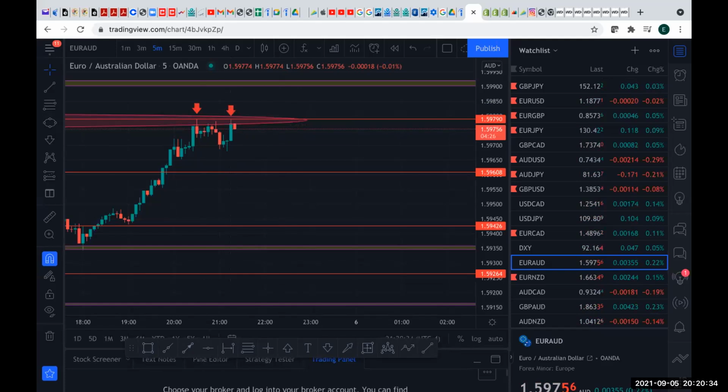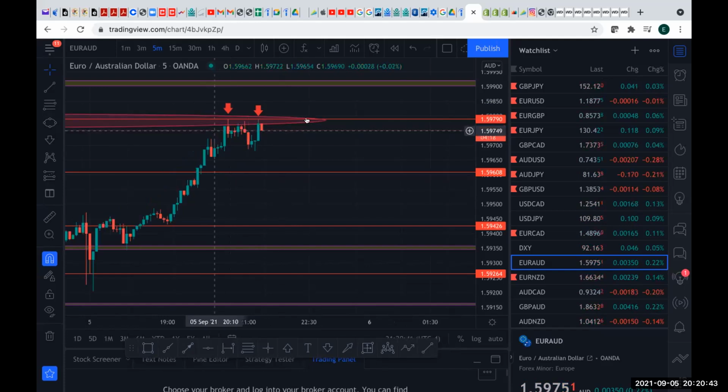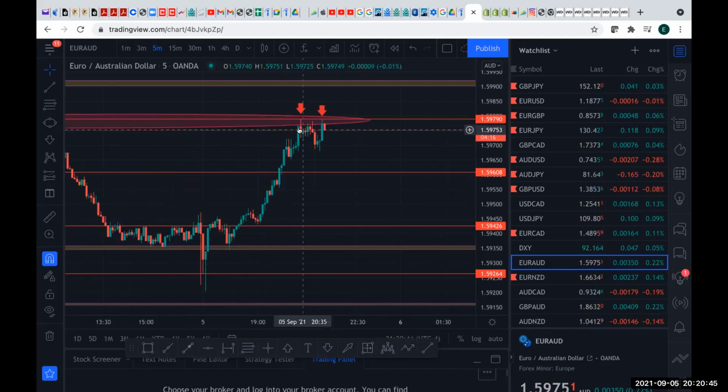So Jason, you see what I'm saying about this zone? And how it's respecting it. It's continuing to respect the zone, but eventually it may break. We just don't know when.